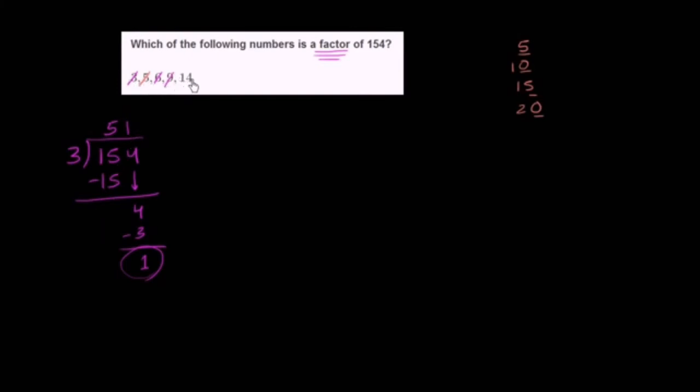It looks like 14 is our only option, but let's actually verify it. Let's actually divide 14 into 154. 14 doesn't go into 1. It goes into 15 exactly one time. 1 times 14 is 14. We subtract. We get 1. Bring down the 4. 14 goes into 14 one time. 1 times 14 is 14, and of course we have no remainder. So 14 goes into 154 exactly 11 times, or 11 times 14 is 154. 154 is a multiple of 14.